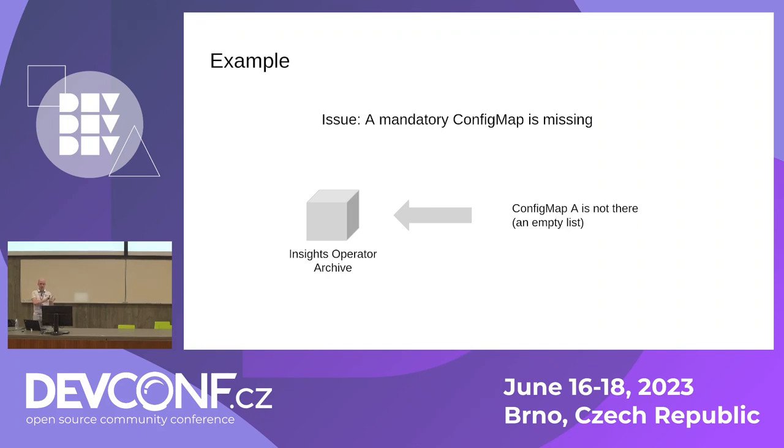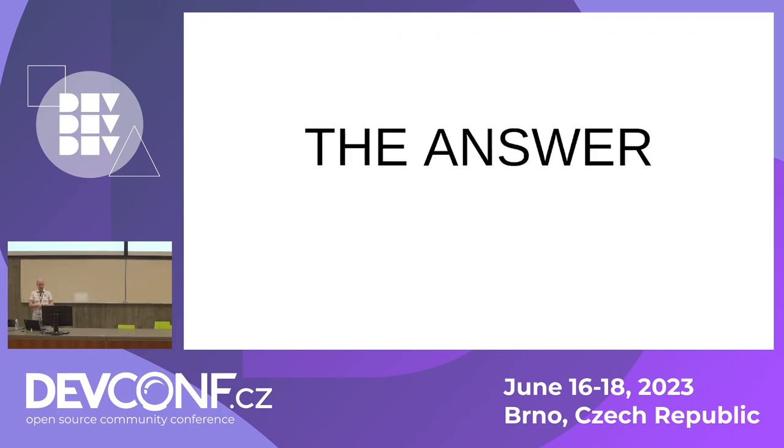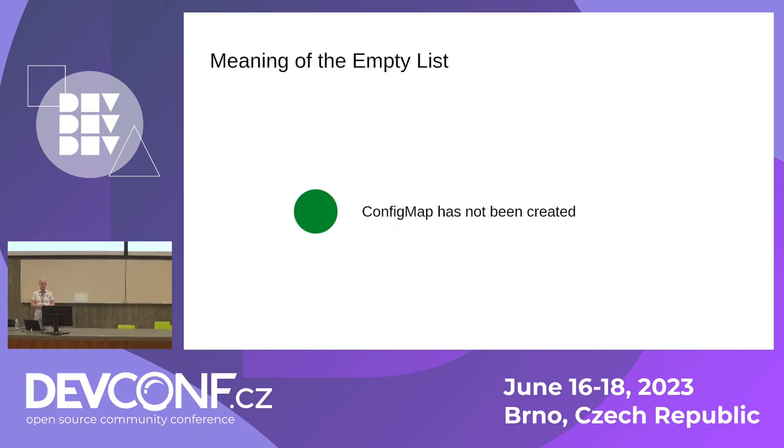We have the Insights Operator archive, and we're looking for a config map, and we want to make a recommendation when the config map is not there. So this is where the empty list comes in. And we can finally answer the question. What information is in that empty list? That empty list that doesn't have the config map. Well, what we want it to mean, and what it hopefully means, is that the config map hasn't been created. And we can fire the recommendation. We can produce the recommendation to the customer: hey, dear customer, please create this config map, otherwise this feature won't work for you.